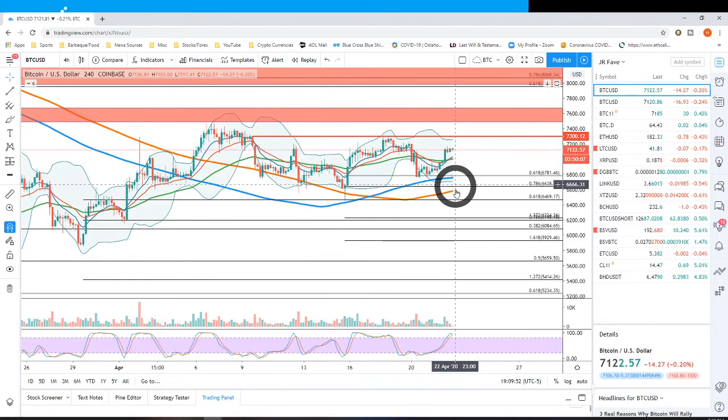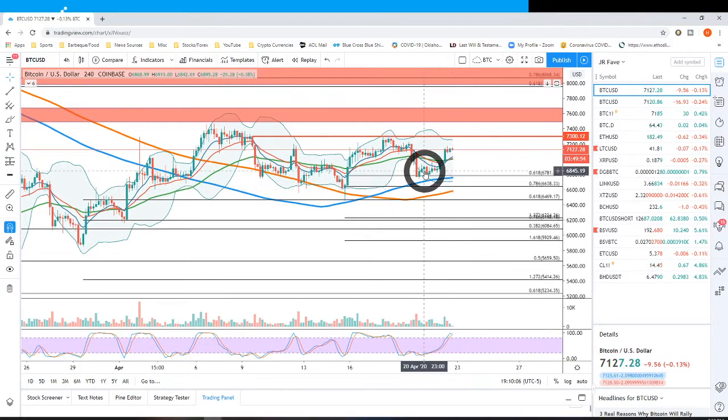As long as we're above the 200 and the 233-day moving average, things are good. I actually put in an order last night for 6,600 and didn't even come close. So it's getting tighter and tighter. So just be careful out there on Bitcoin, right?